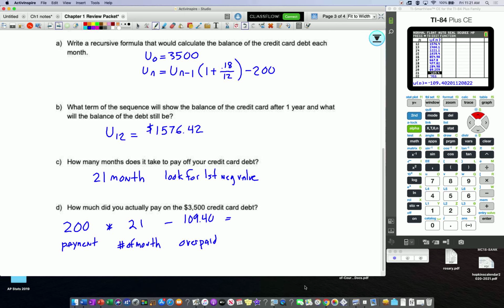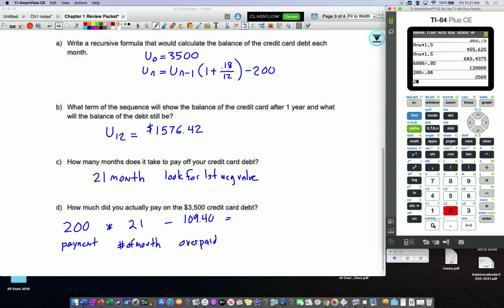So now I got to do that quick calculation. Okay, so I'm going to exit out of here. So let's see, 200 times $21, minus 109.40, and I actually paid $4,090.60. Wow, $3,500 I charged up, and in the end, just by doing this payment plan, I'm going to give the company almost $600, $590 in interest over that year and a half. That's how the credit cards are making money off us.